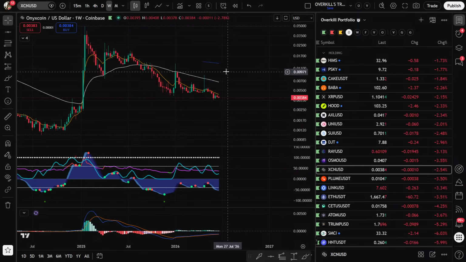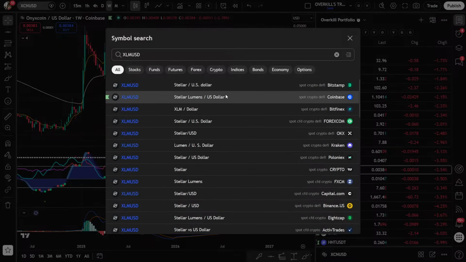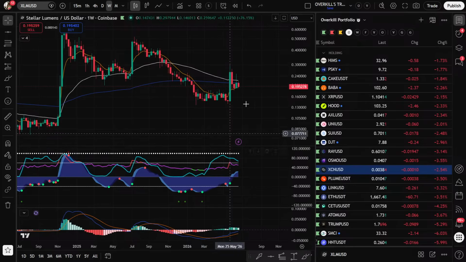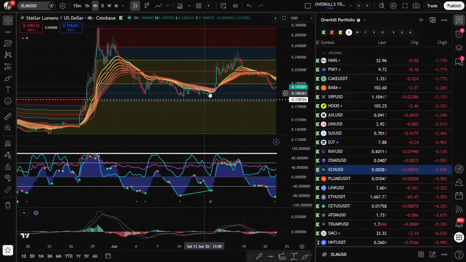Just looking for the green dot there on the weekly. We got XLM here. XLM still hanging on to that 18-cent level. Still hanging on to 18 cents like a champ. Okay, again, we were lower 2 weeks ago. 2 weeks ago, we were lower than this price.